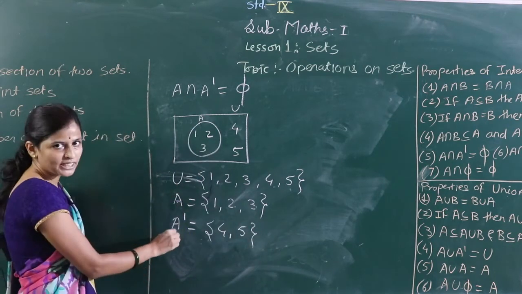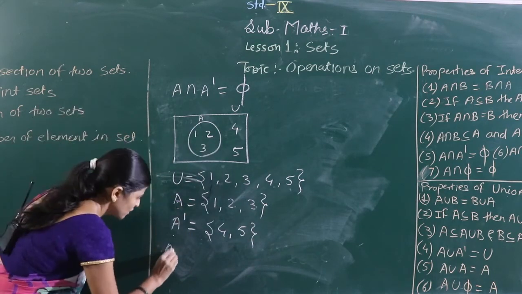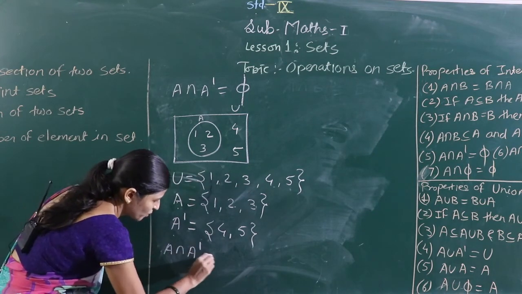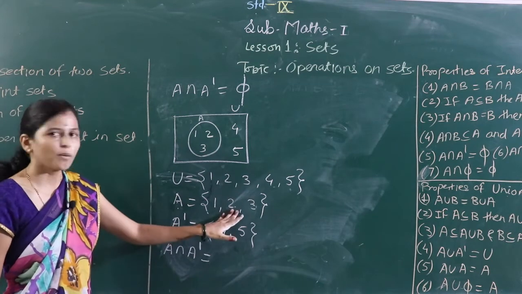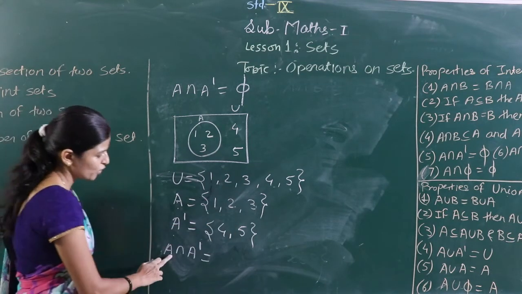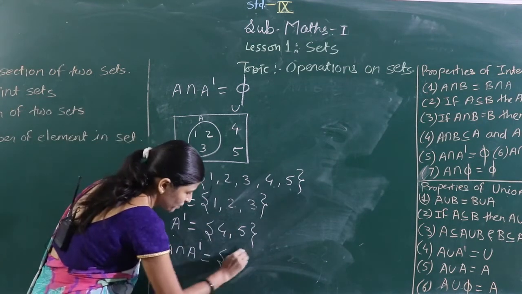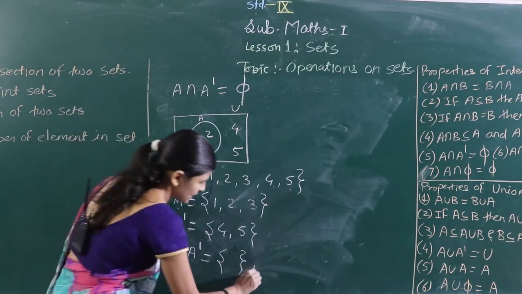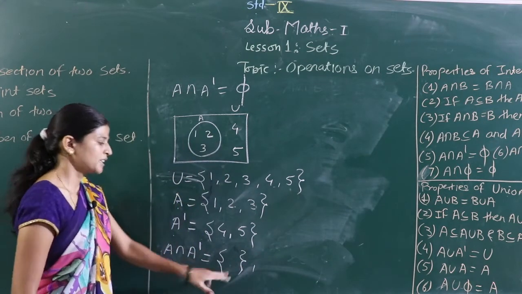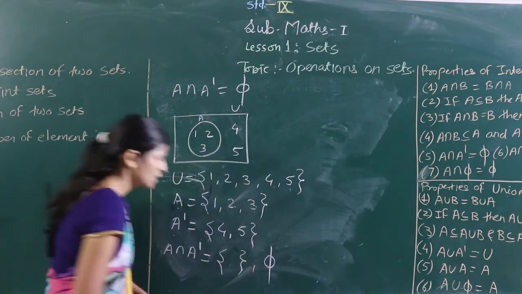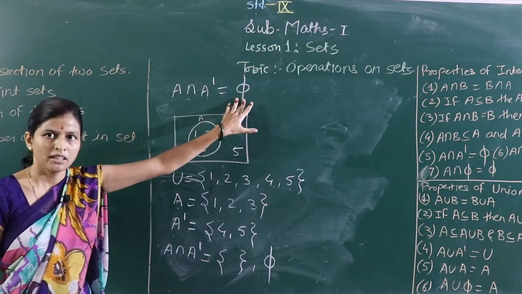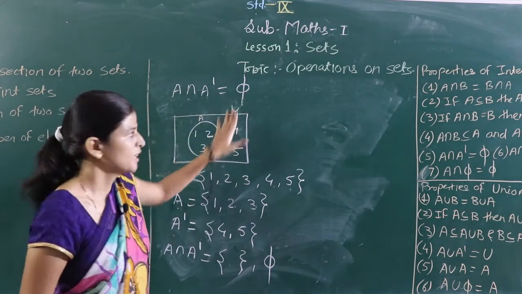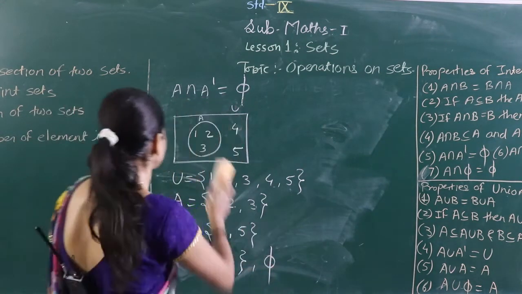Now we take intersection. Intersection means common. We take the intersection of A and A complement. What do we get? What is common in both sets? No element is common in A and A complement. Therefore we get A intersection A complement is nothing but the empty set. The empty set is denoted by this sign or this sign. So we prove that A intersection A complement is nothing but the empty set. Now the sixth property.